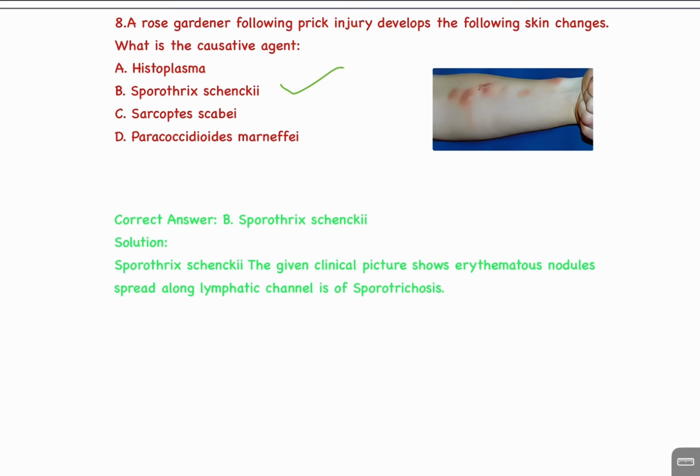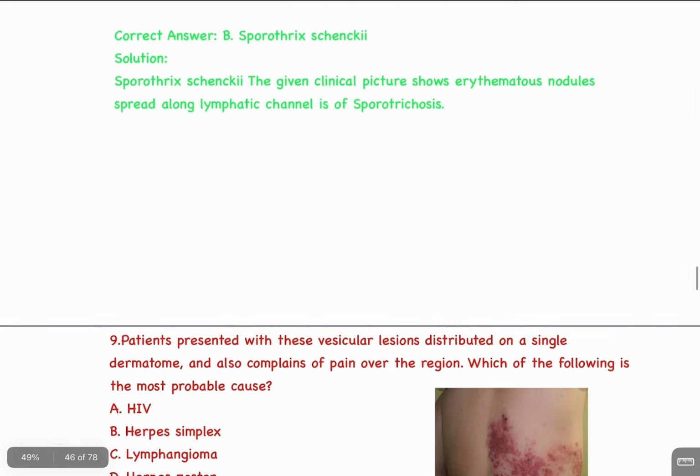Sporothrix schenckii. The given clinical picture shows erythematous nodules spread along lymphatic channels, which is sporotrichosis.